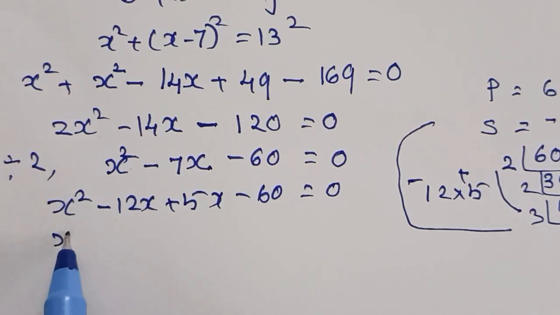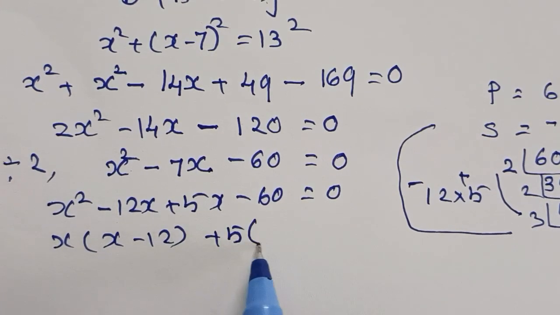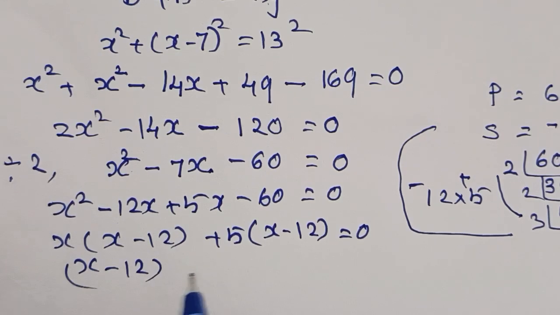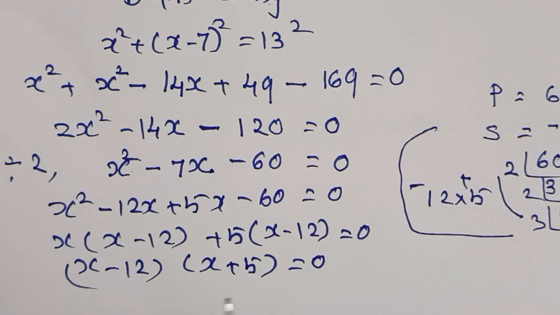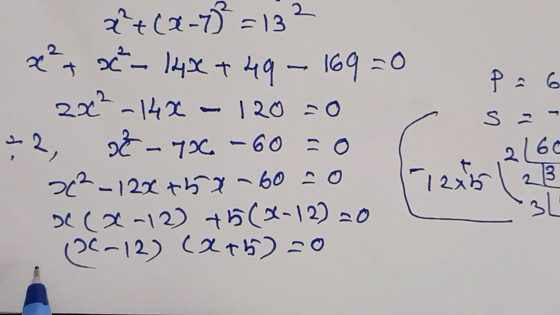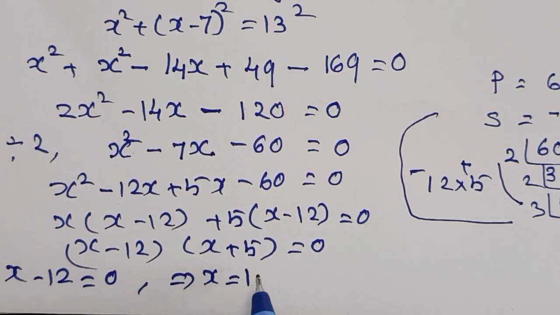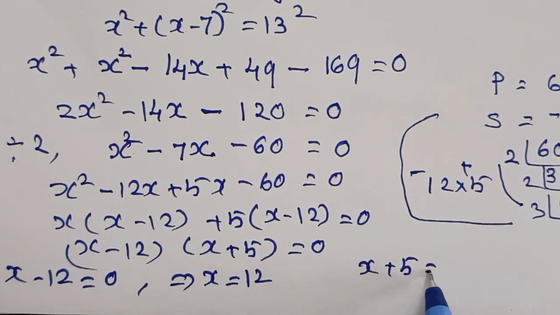That is x into x minus 12 plus 5 into x minus 12 equal to 0. So x minus 12 into x plus 5 equal to 0. That is, x minus 12 equal to 0, that implies x equal to 12. And x plus 5 equal to 0, therefore x equal to minus 5.